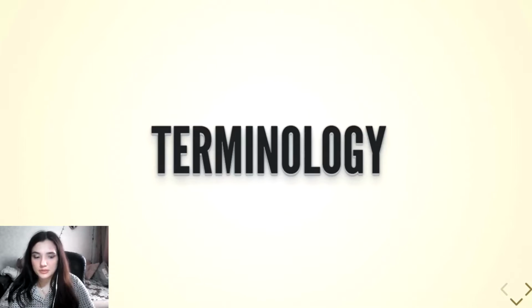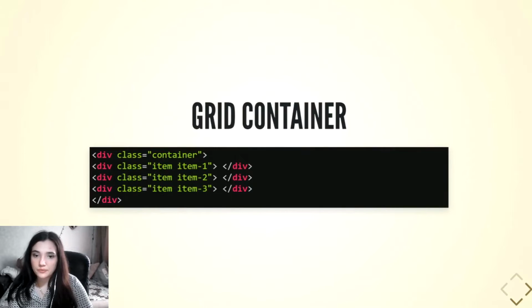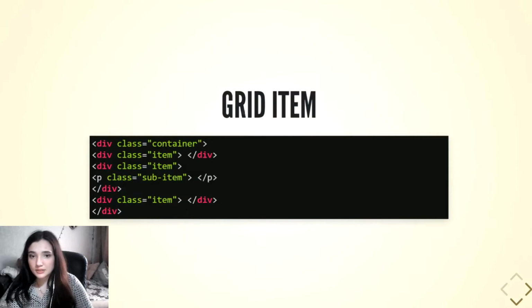Let's talk about terminology. First will be grid container. Grid container is the element on which display grid is applied. It is a direct parent of all grid items. In this example, container is the grid container because in CSS we applied the rule display grid. Next will be grid item. It's the child of the grid container. Here the item element is a grid item, but the sub-item element inside item isn't a grid item.